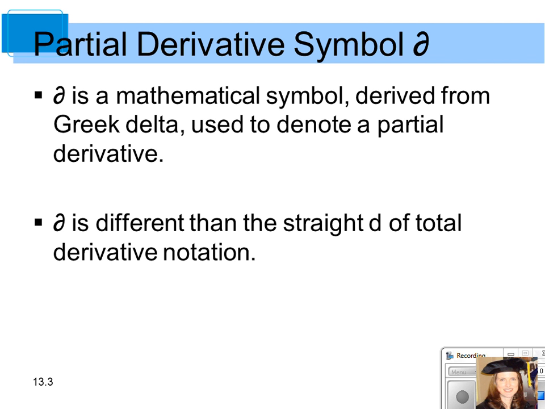that we use for partial derivatives. It's a mathematical symbol derived from the Greek delta. It's used to denote a partial derivative. When I draw it by hand, it tends to look like a number 2. So just keep that in mind as you're going through the examples. This symbol, this partial derivative, is different than the straight d of a total derivative notation.